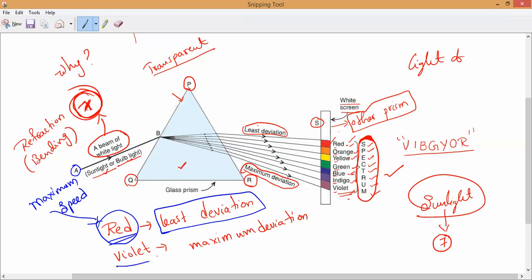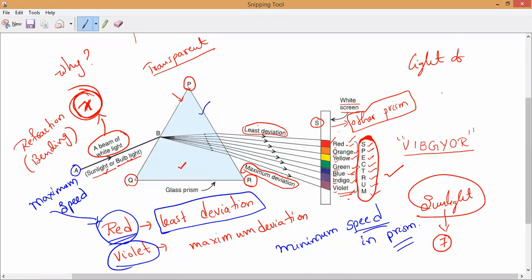Next, if we take the violet color, it is maximum deviation because of why? Minimum speed. Minimum speed in where? In the glass prism. You should understand that. So that is the reason violet color is deviated the maximum, because of minimum speed. So these are the 4 MCQs you have to remember.